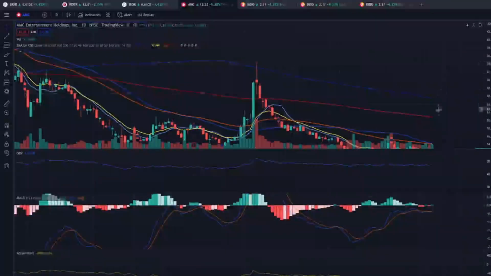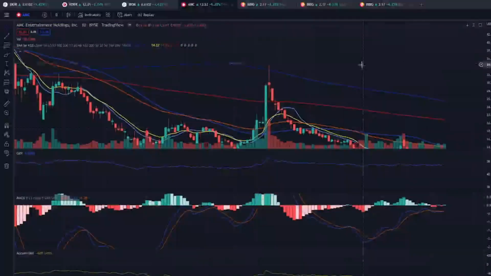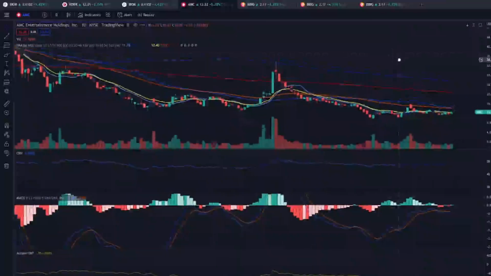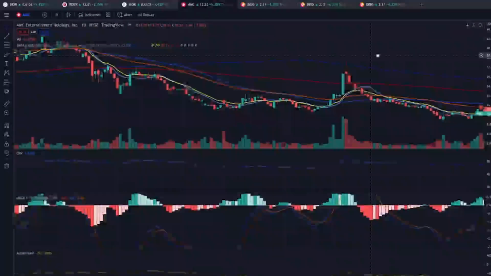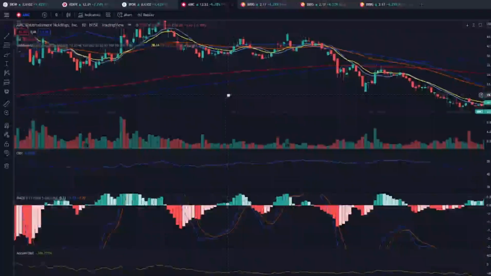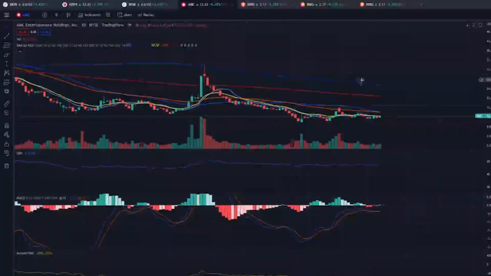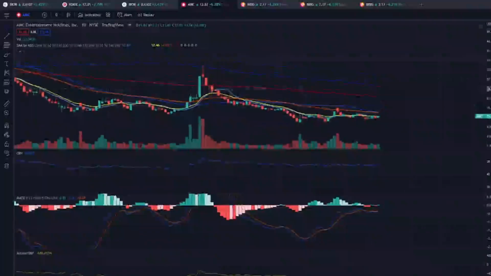So the 200, that is my long moving average. That is supposed to give me the general long-term trend of the security I'm looking at. So if I'm looking at AMC here, just by looking at it like this, I can tell that there was this very, very minor uptrend that is now turning back down.